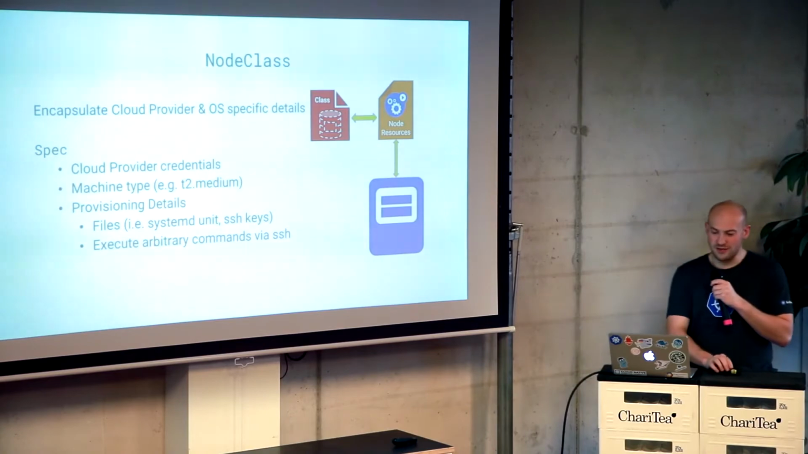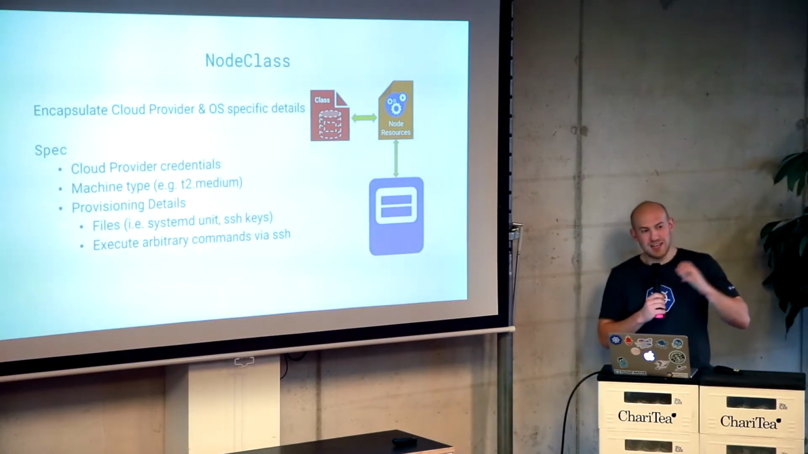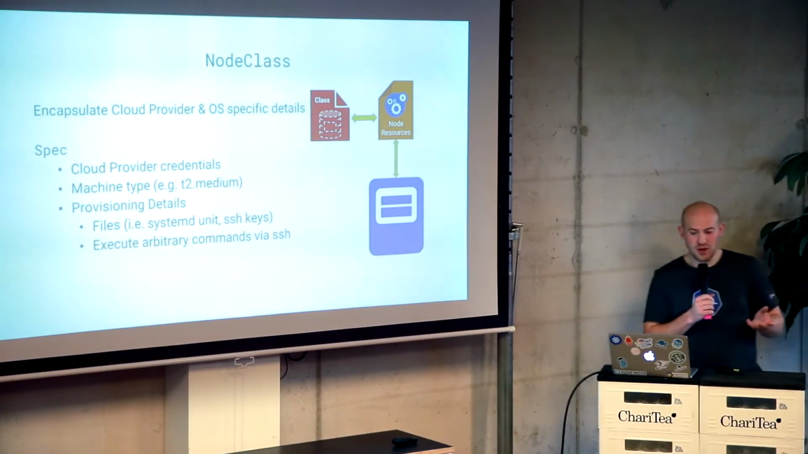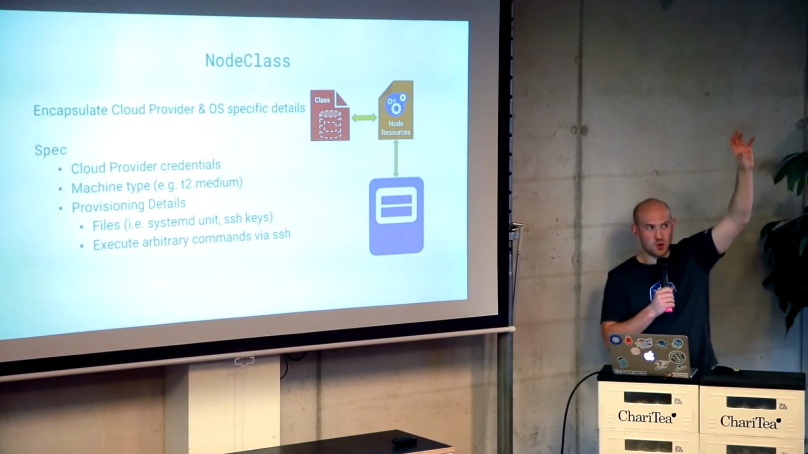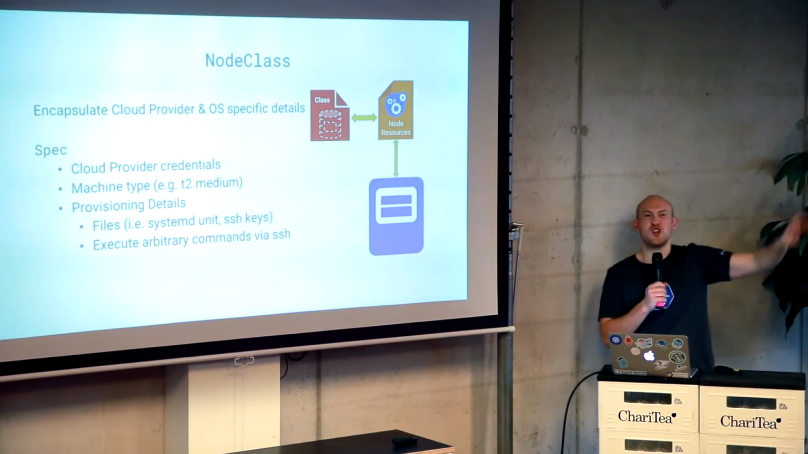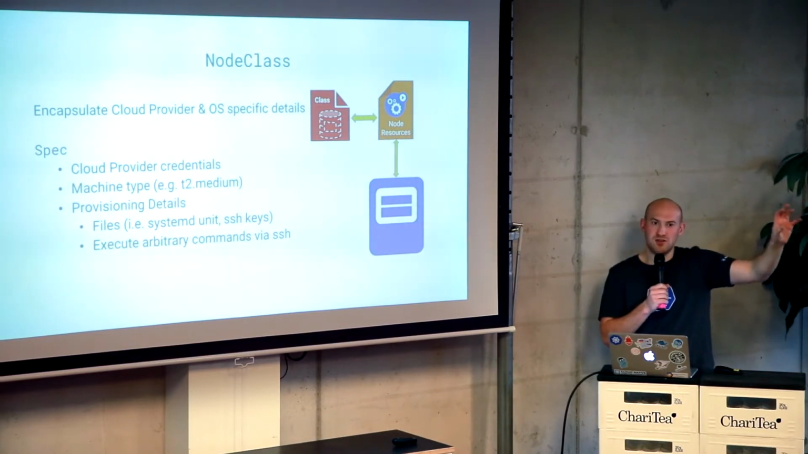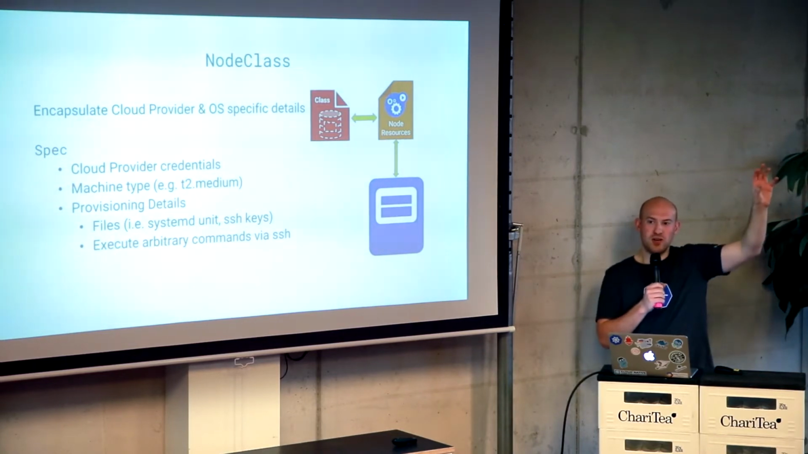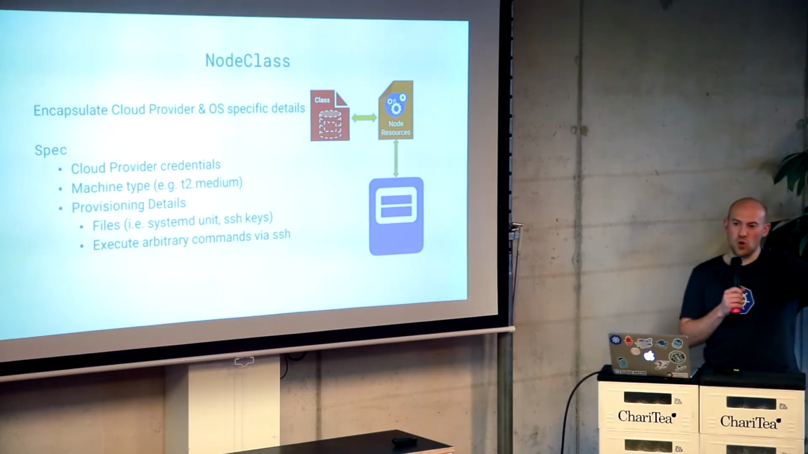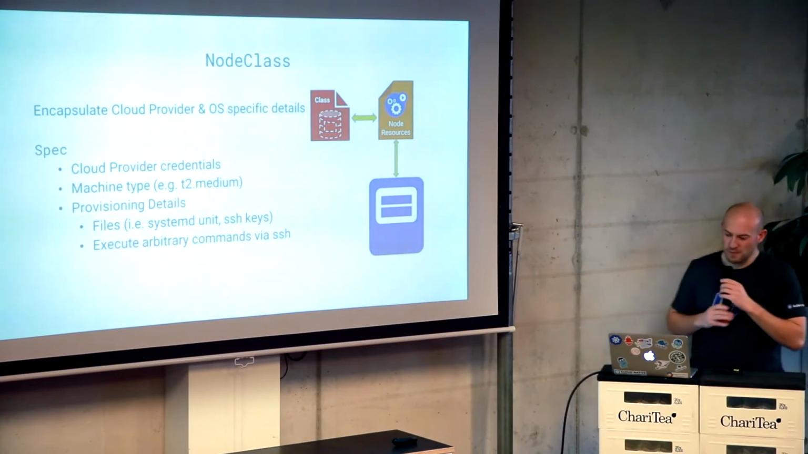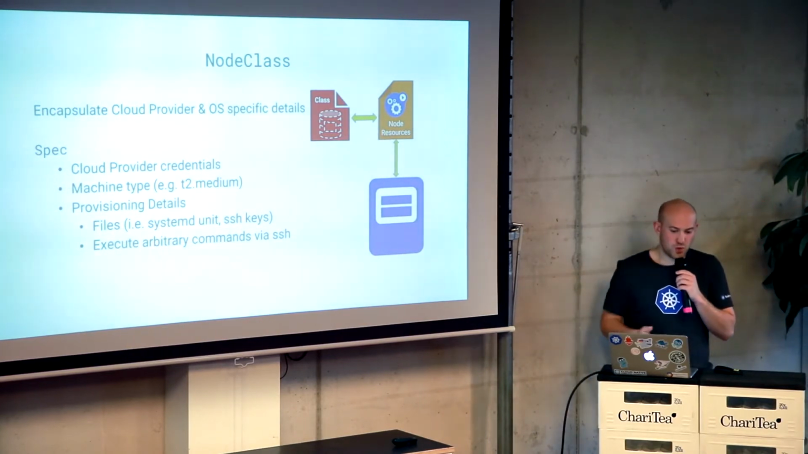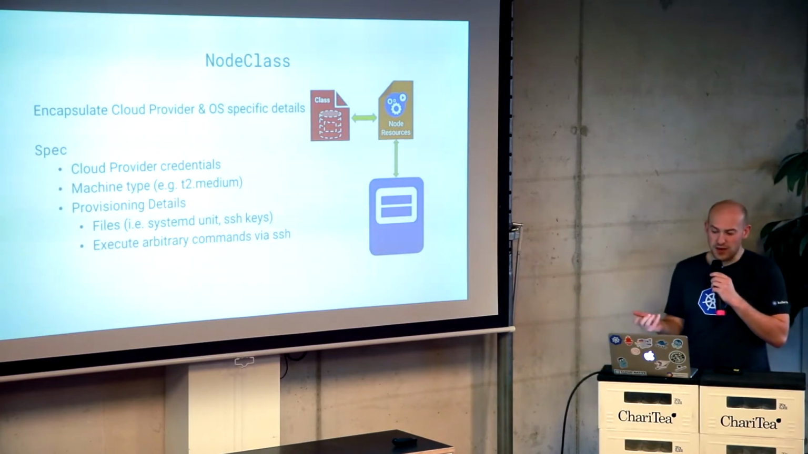So we have node classes. Node classes encapsulate a cloud provider. So you have a controller. Controllers act on resources. They don't create anything except for resources that are already there, updating those or acting on the resource types. So we have to have a resource. Resource in this case is a node class.